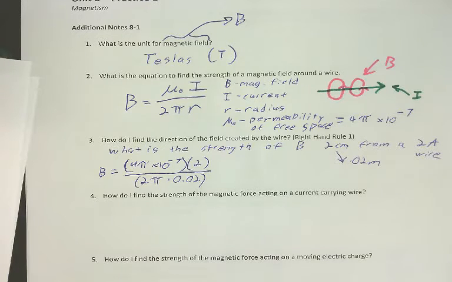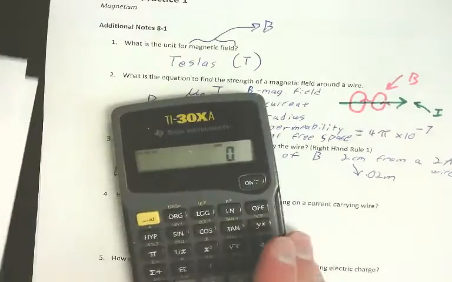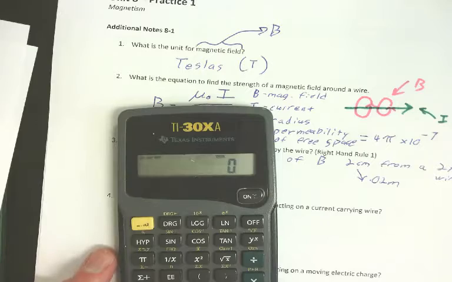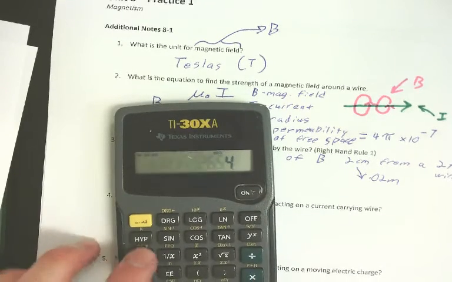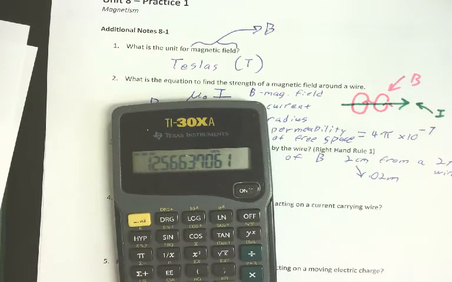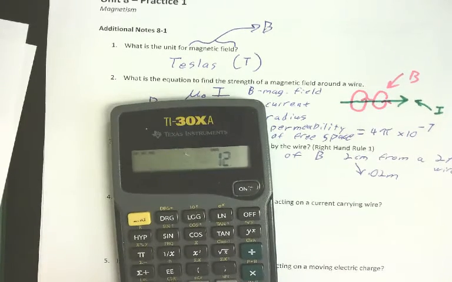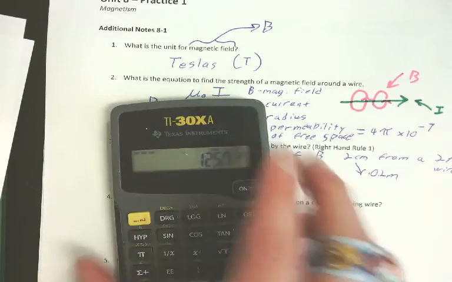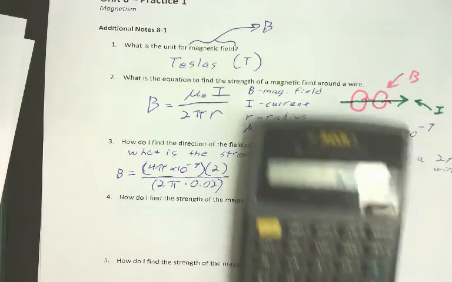All right, so I would plug these numbers in. So 4 times pi, here, let me just show you how I'd plug it in. So 4 times pi, 12.56, so we'll do 12.57. I need to do the times 10 to the negative 7, so negative 7.